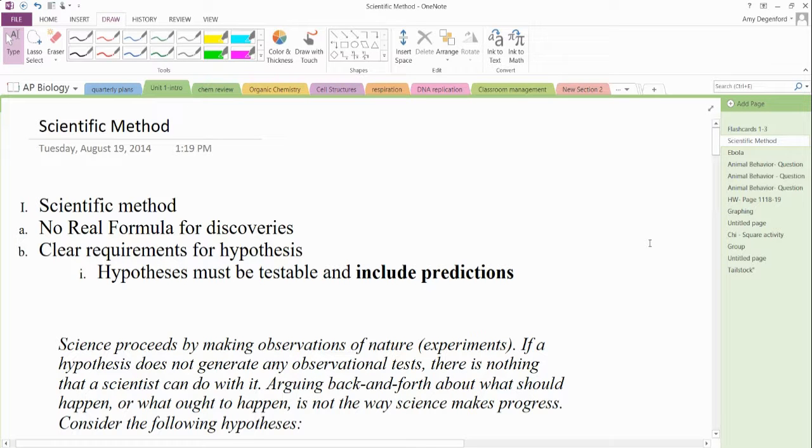Well, good morning. This is Miss Dagenford, and today we're going to be looking at the scientific method, more specifically, how to create testable hypotheses.